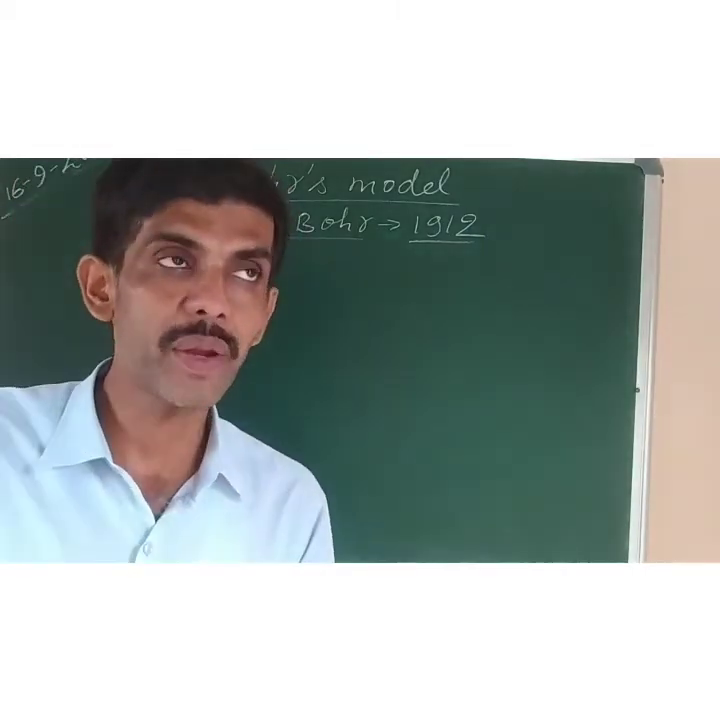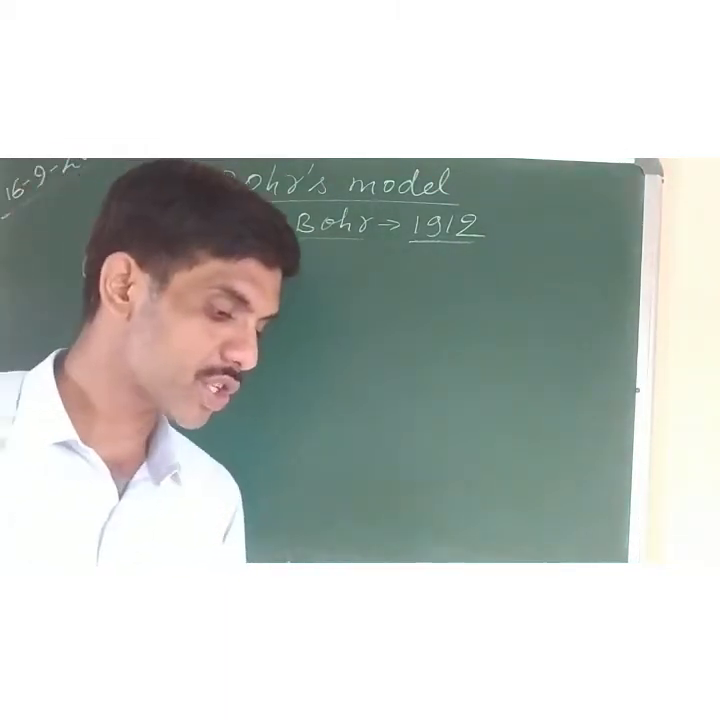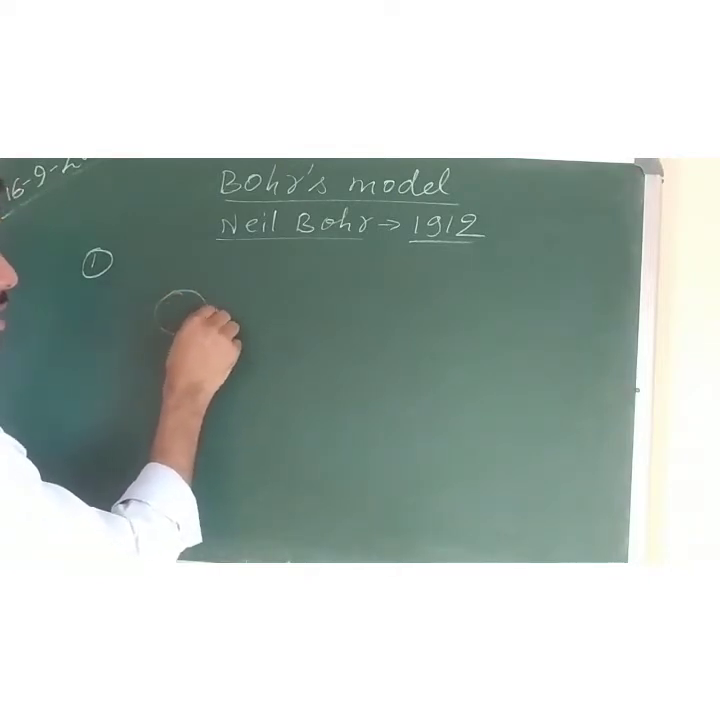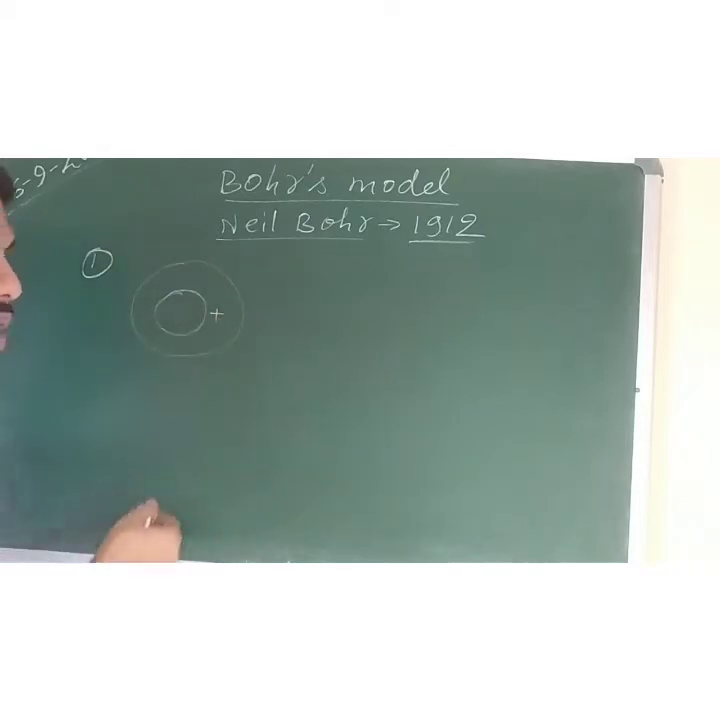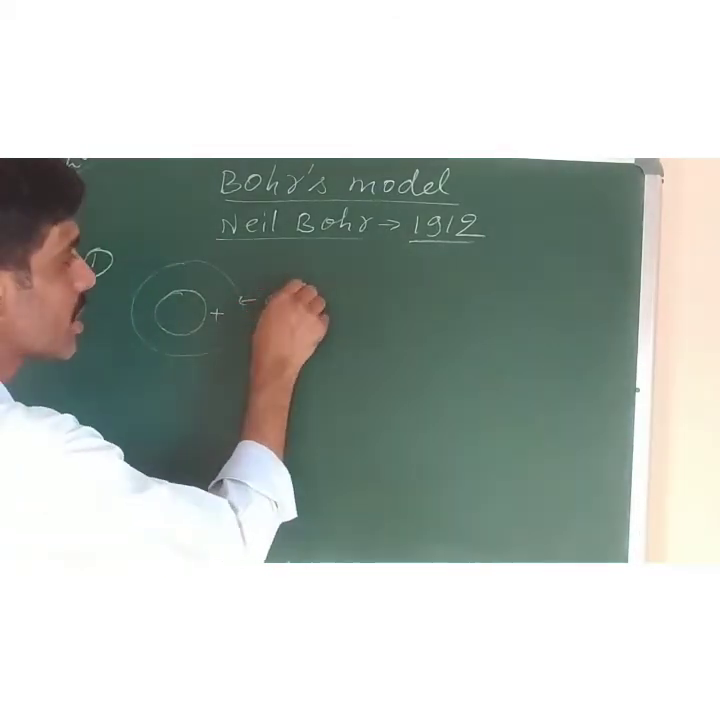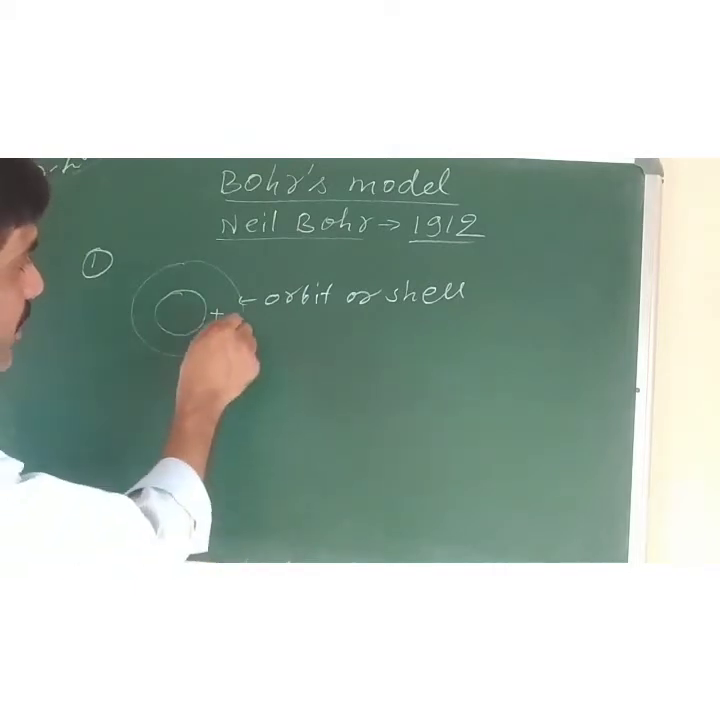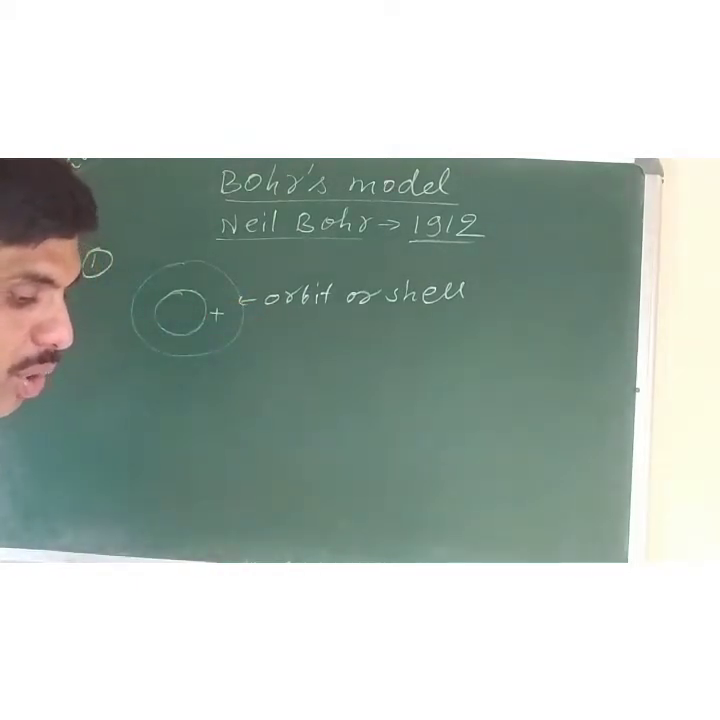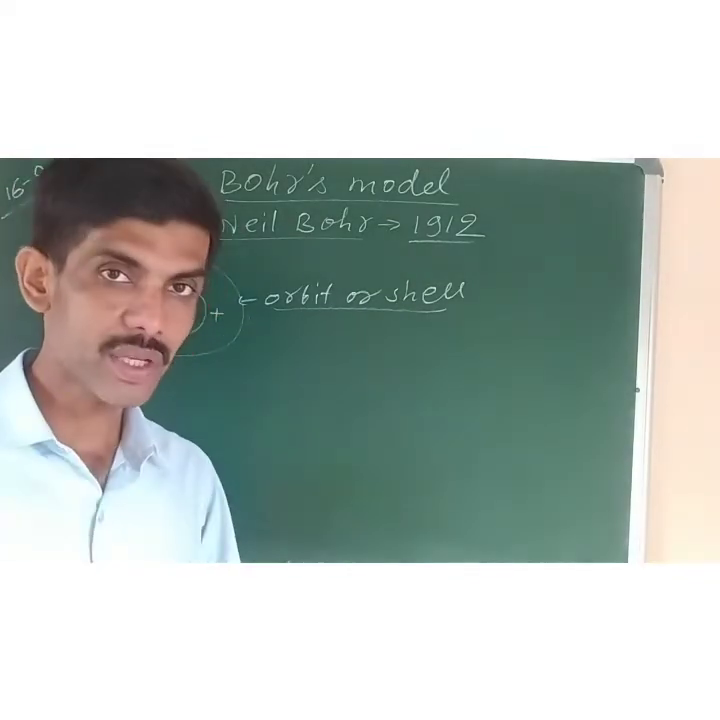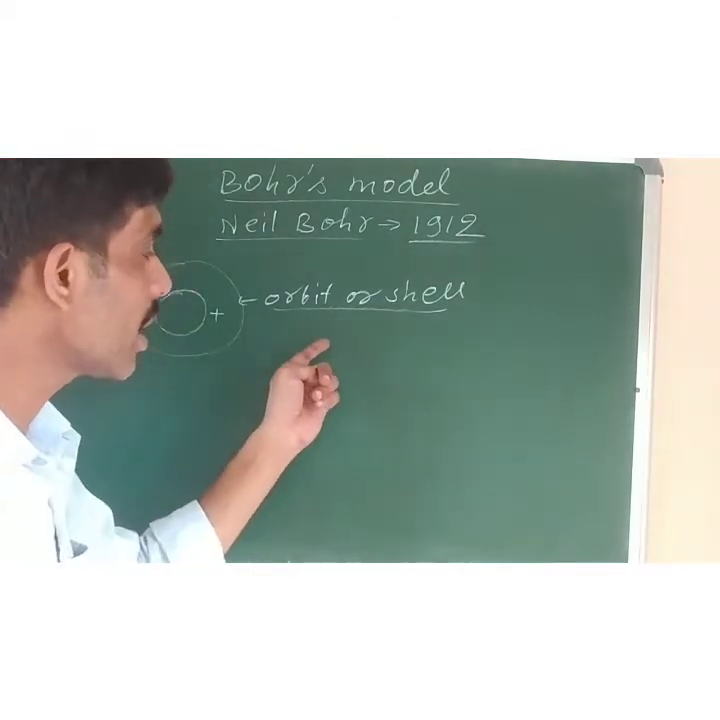The basic postulates, or the main points of Bohr's atomic model, are: number one, an atom consists of a small, heavy, positively charged nucleus in the center. The electrons in an atom revolve around the nucleus in circular paths which are called orbits or shells, S-H-E-L-L. Each orbit has a definite amount of energy present in it, hence it is also called an energy level or energy shell. If asked why the orbit is called an energy level, the answer is that each and every orbit is associated with a particular amount of energy.